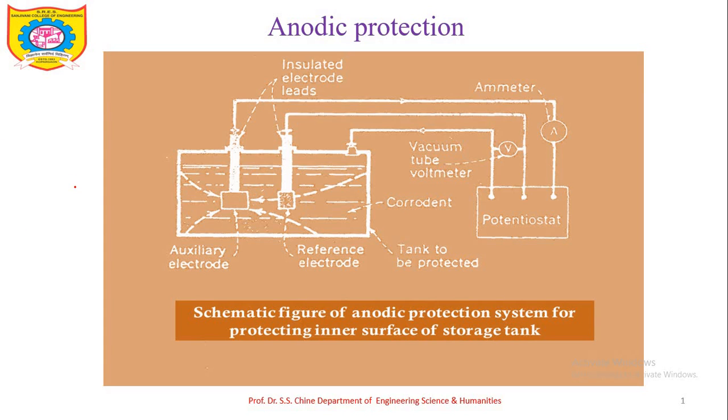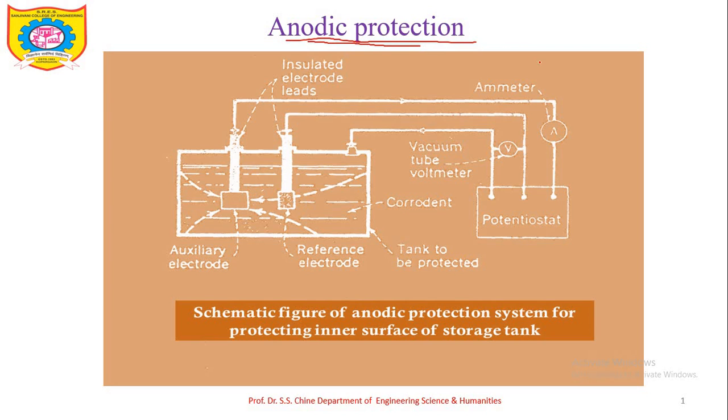Okay, so passivity means what? The metals are initially in the active state and later on these active metals are converted into the passive one. So there is an active to passive transition, means from active state to the inert state. Okay, so that it will get protected from the corrosion, and that is the phenomenon of passivity. So this anodic protection is applicable mainly to the metals which show the phenomenon of passivity.